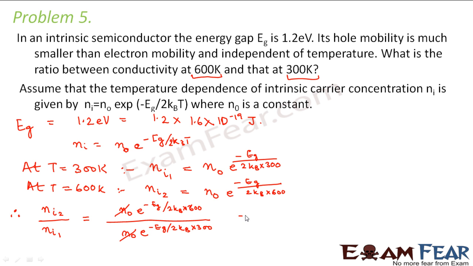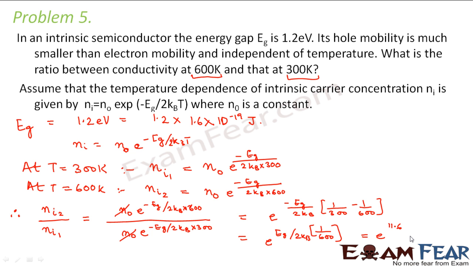So this N0 and N0 will get cancelled. So we can write it as e^(-Eg/2kB (1/600 - 1/300)). So this comes out to be e^(Eg/2kB × 1/600), and this finally comes out to be e^11.6, which comes out to be 1.09 × 10^5. So this comes out to be the ratio between the conductivity at 600 Kelvin and 300 Kelvin.